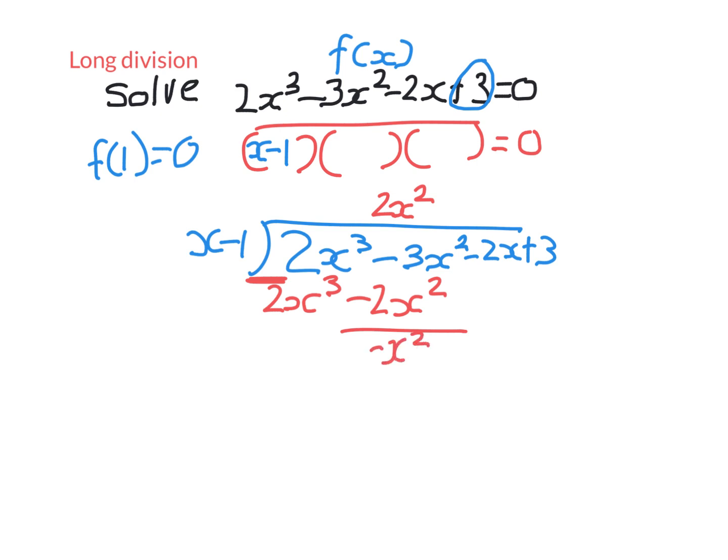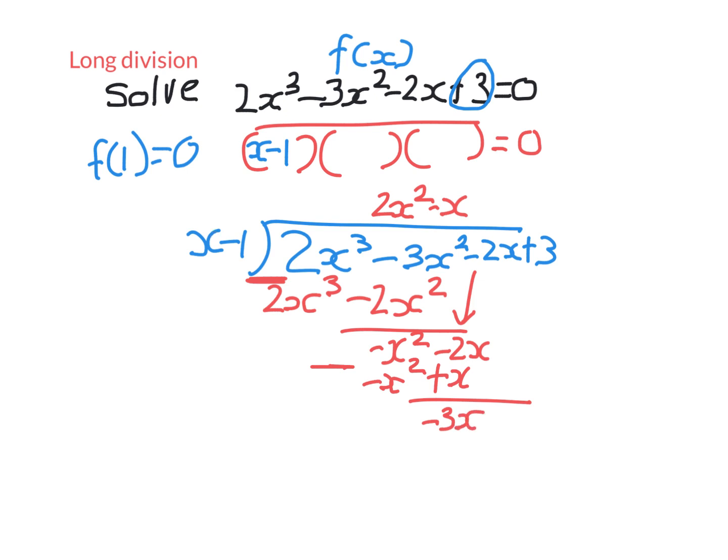Whenever you get a remainder, divide by the leading term. Negative x squared divided by x is negative x. So we'll bring down this one, and then whenever we get a term up here, we need to multiply it by this. So I go negative x times x is negative x squared, and then negative x times negative 1 is positive x. The remainder, negative 2x minus x, is negative 3x.